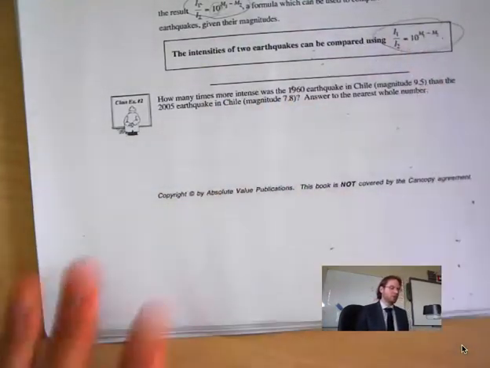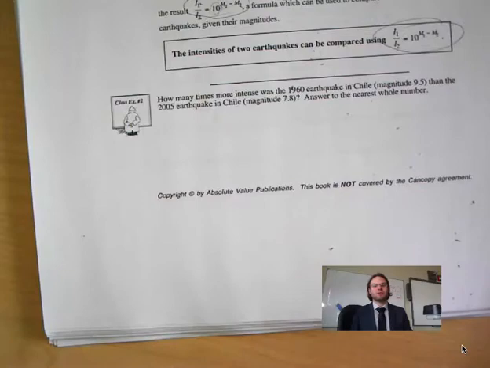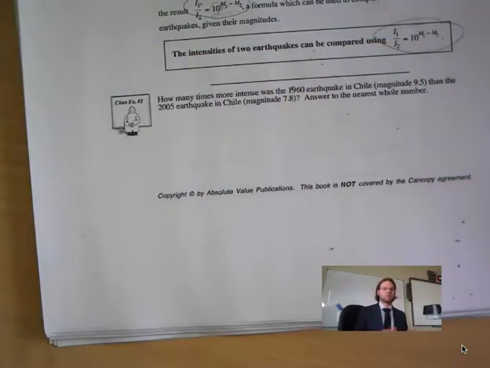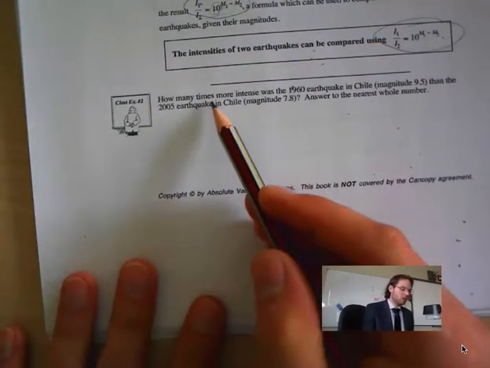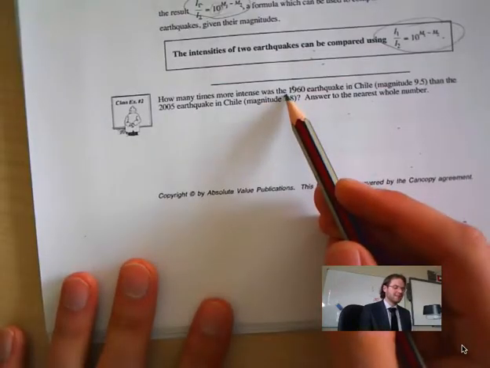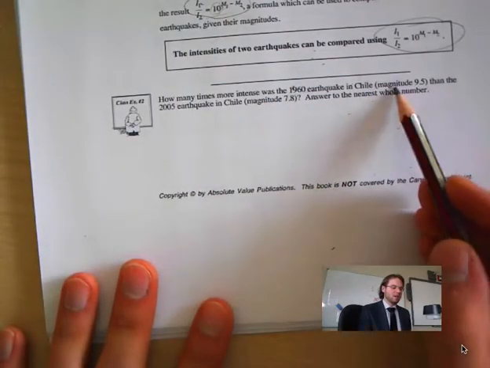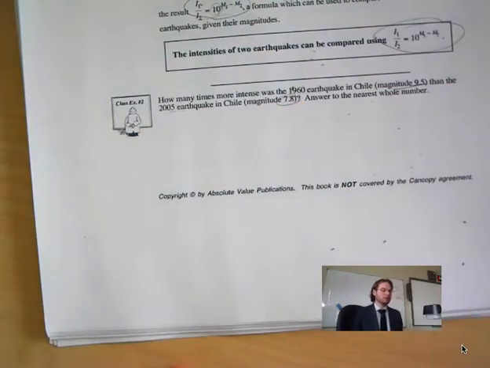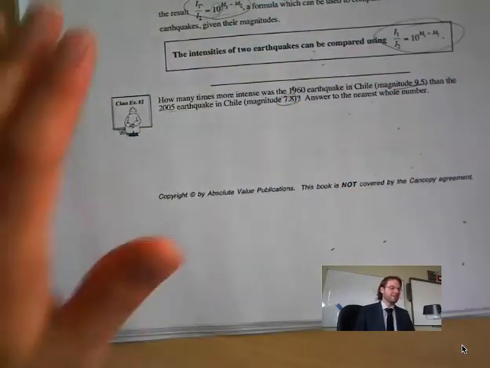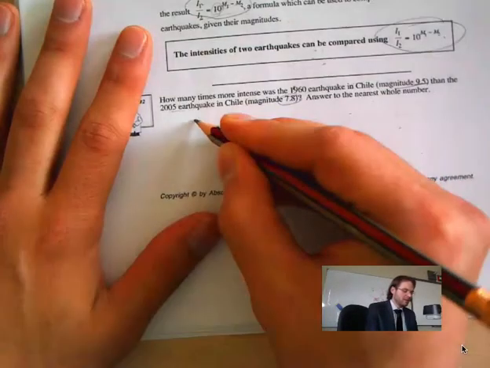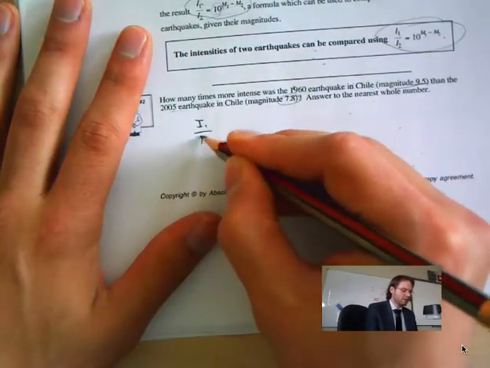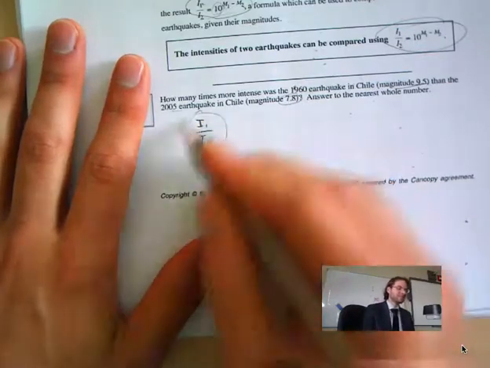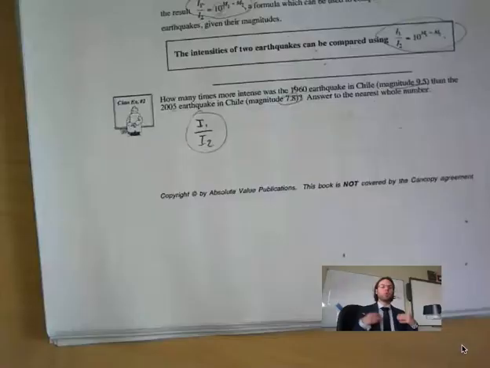So this is our main formula. And almost every time they'll be giving you this formula on the differential equation. So how many times more intense was the 1960 earthquake in Chile, magnitude of 9.5, than the 2000 one of magnitude 7.8? So I want to know that intensity. So I have my intensity of 1 over my intensity of 2. So this will give me my intensity ratio. Okay? How many more times? So 1 divided by 2 will give me how many more times intense 1 was than 2.